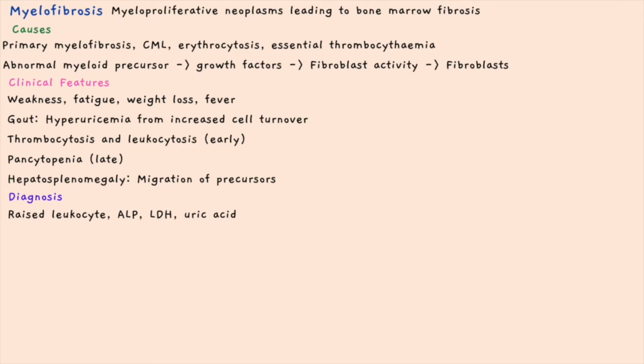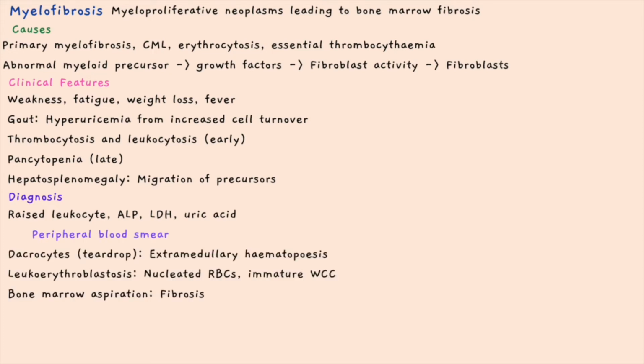Diagnosis includes a raised leukocyte, so that's, remember, leukocytosis of the early stage, as well as evidence of increased cell turnover, such as ALP, LDH, and uric acid being elevated. You can then do a blood film, so peripheral blood smear, and what you're looking for are dacrocytes or teardrop-shaped red blood cells, which are indicative of extramedullary hematopoiesis.